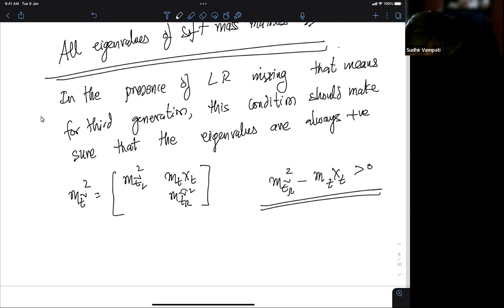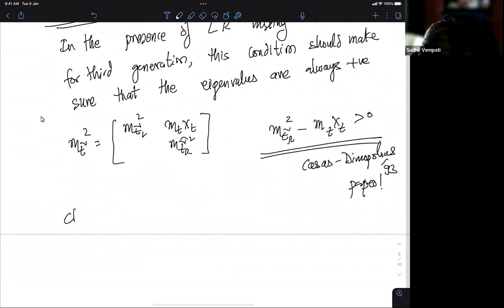Okay, if there is no mixing, this negative term will not be there. If there is mixing, this negative term will also appear. But the actual condition is slightly complicated. You can look at Casas and Dimopoulos, old 93 paper. But these are called charge and color breaking minima conditions.